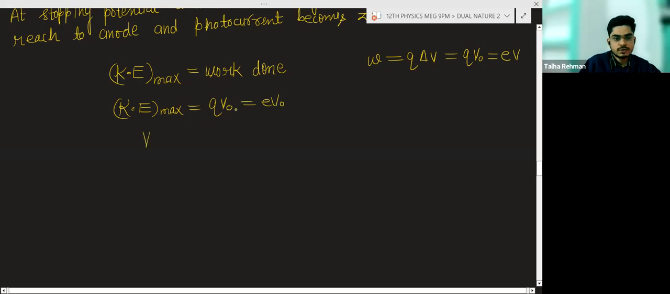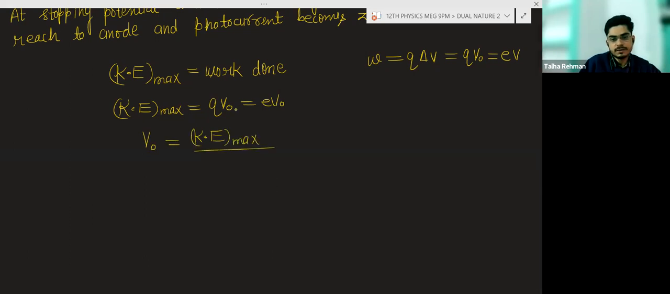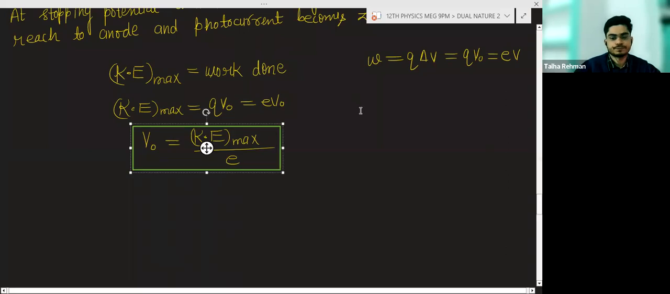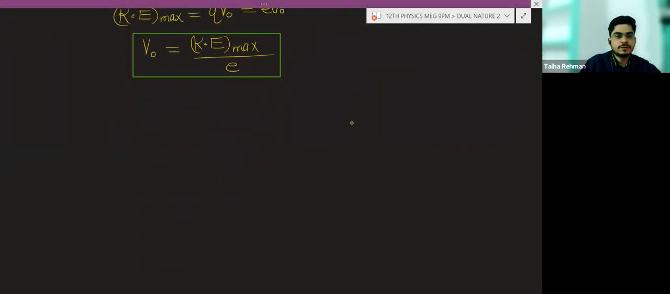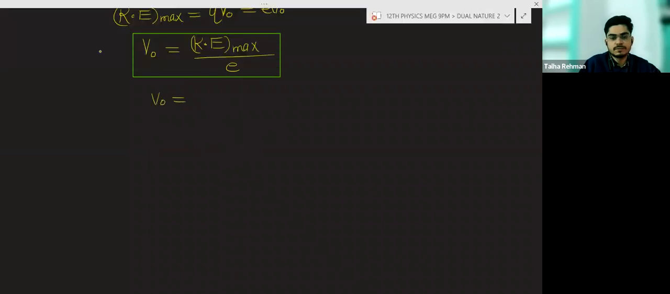So now you can say stopping potential equals kinetic energy maximum divided by e, where e is the charge on the electron. Now we can simplify this expression. V naught is equal to kinetic energy maximum, which can be written as E minus phi, the Einstein photoelectric equation, divided by e. So V naught can be written as hc by lambda e minus phi by e.